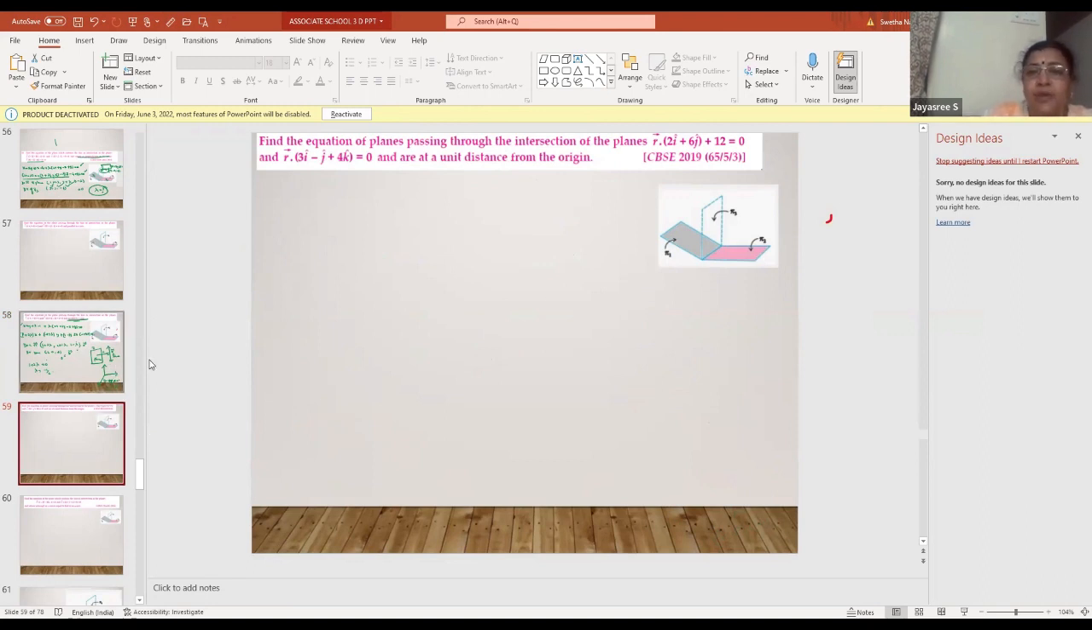And the next pattern in this is π1 + λπ2 = 0. Find the equation of the plane passing through the line of intersection of the two planes at a unit distance from the origin. So the distance of this plane from the origin is equal to 1.